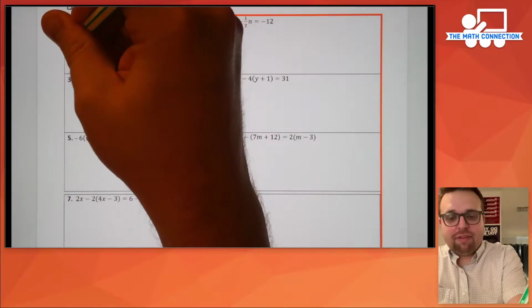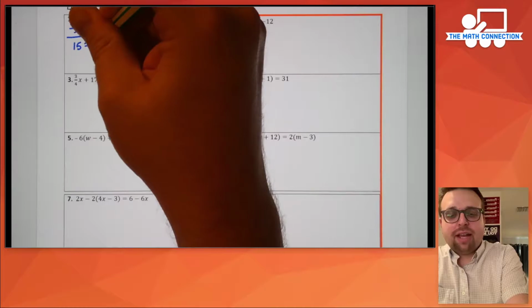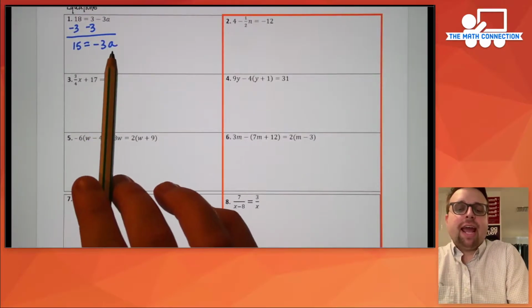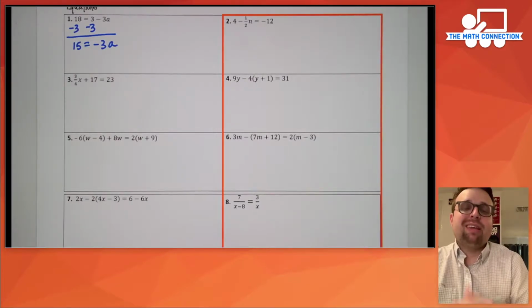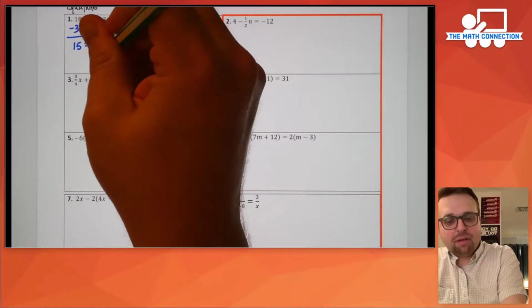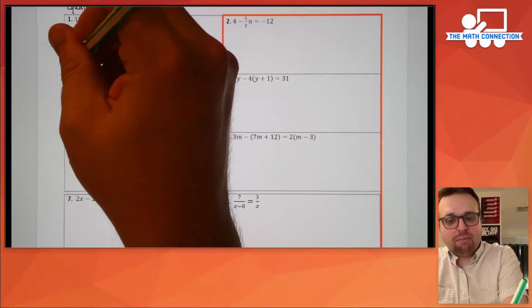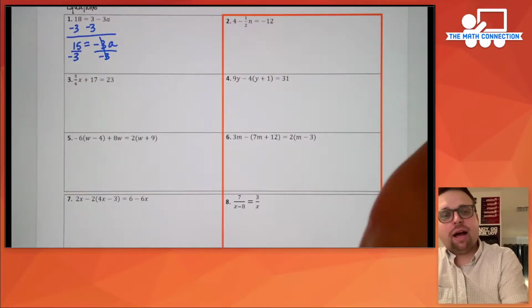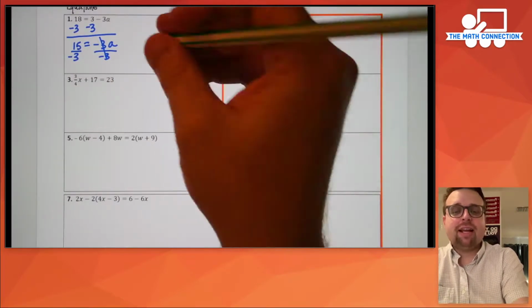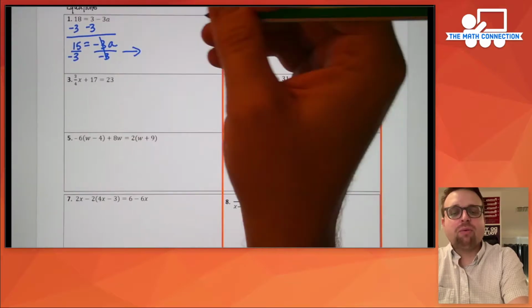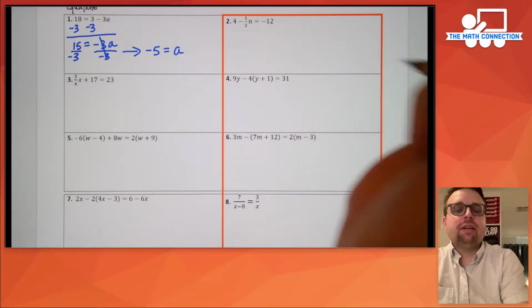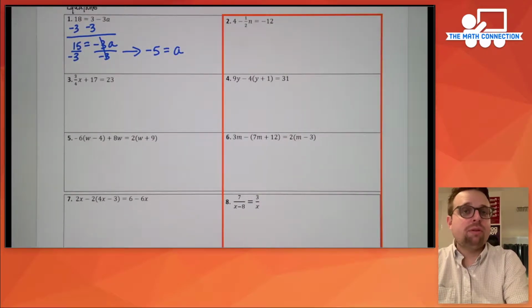And I get 15 equals negative 3 times a. So if negative 3 and a are being multiplied by each other, the opposite of that would be division. So if you divide them by negative 3, and you have to do that on both sides, this will cancel out, and what you'll be left with is 15 divided by negative 3. Well, that's negative 5. I'm going to draw an arrow because I ran out of room. Negative 5 equals, and all you have left over here is a, so you have solved for the variable.